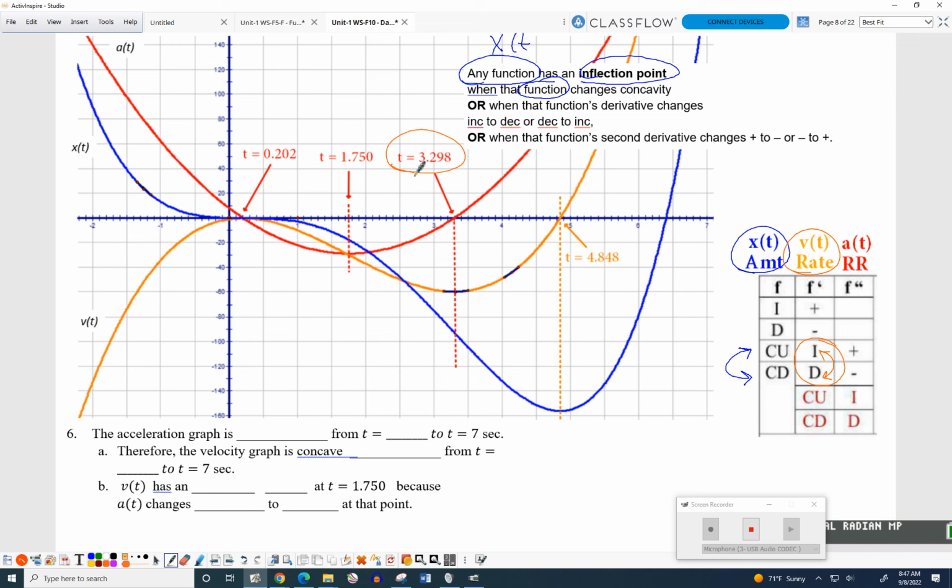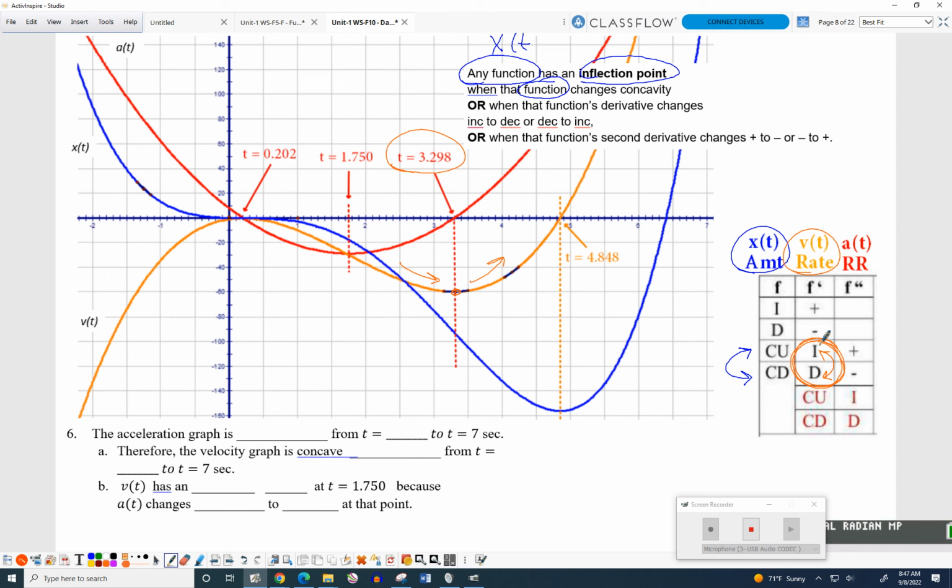That's a spot where velocity is going down and then back up. That's a relative min on velocity. But that relative min on velocity is also telling me that the position graph is going to change concavity at that spot, and it does.